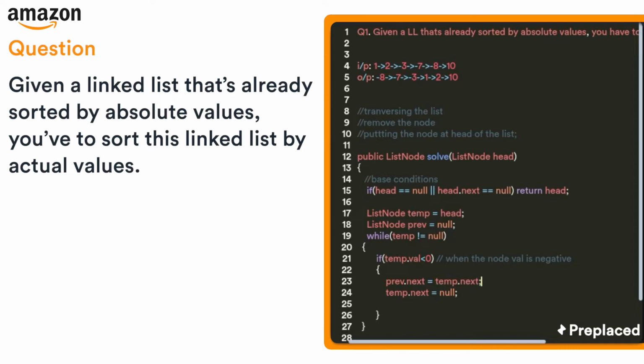My previous dot next would be temp dot next, and my temp dot next will be null. Then I'm left with the node, and I need to assign it as the head pointer.